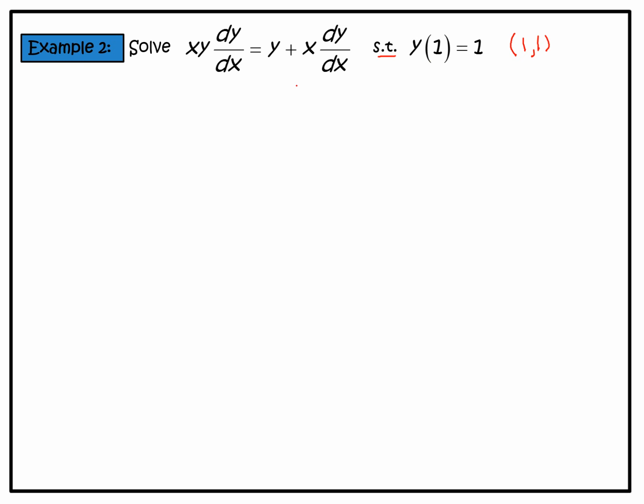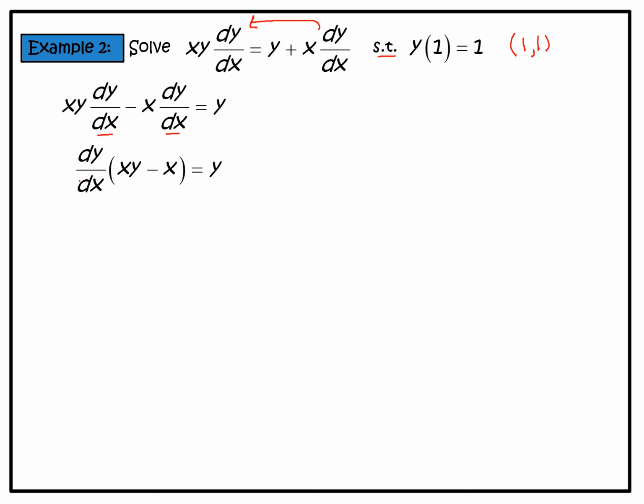So we want to solve this for dy/dx, separate the variables here first. Let's get our dy/dx terms on the same side. So let's take this term and bring it over here as a negative. Now we've got the minus x dy/dx on the left-hand side. Then dy/dx is a common factor. Let's factor that out. We take dy/dx out of this first term, the xy is left right here. dy/dx out of the second term, minus x left right here.